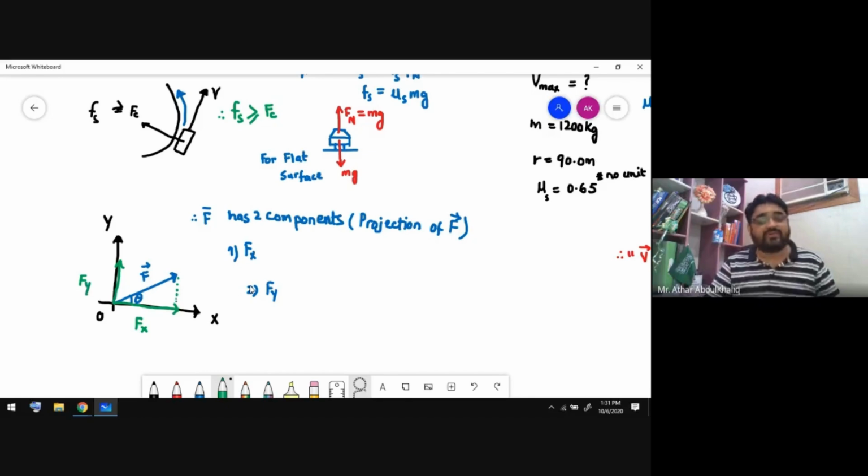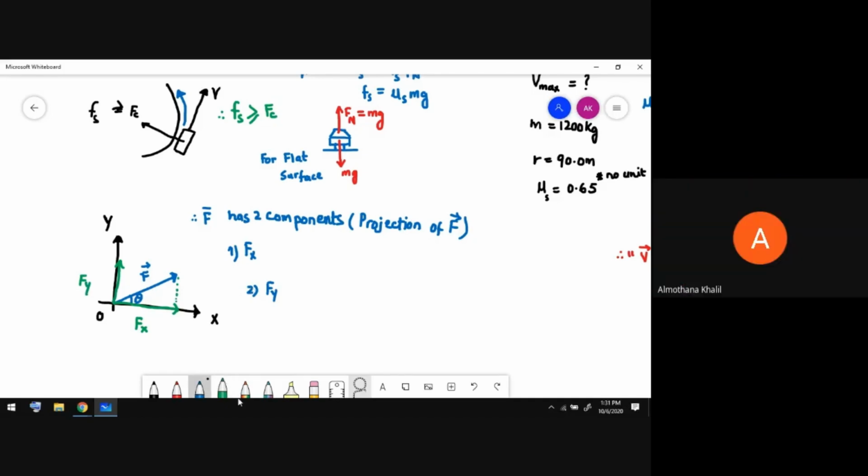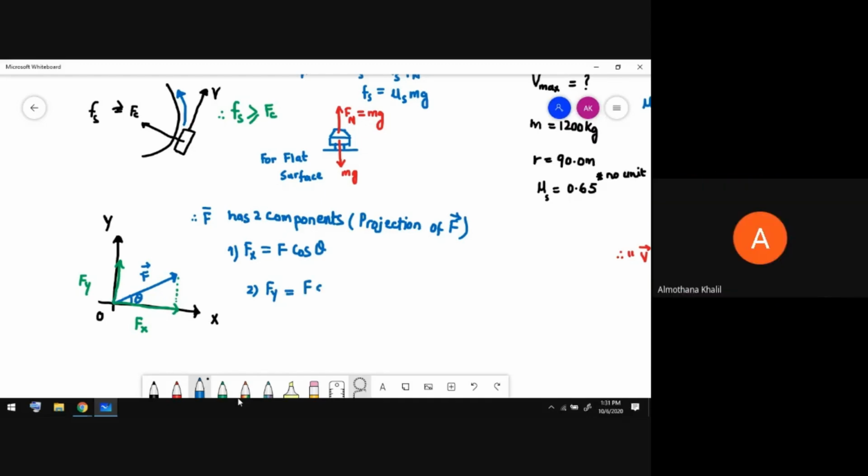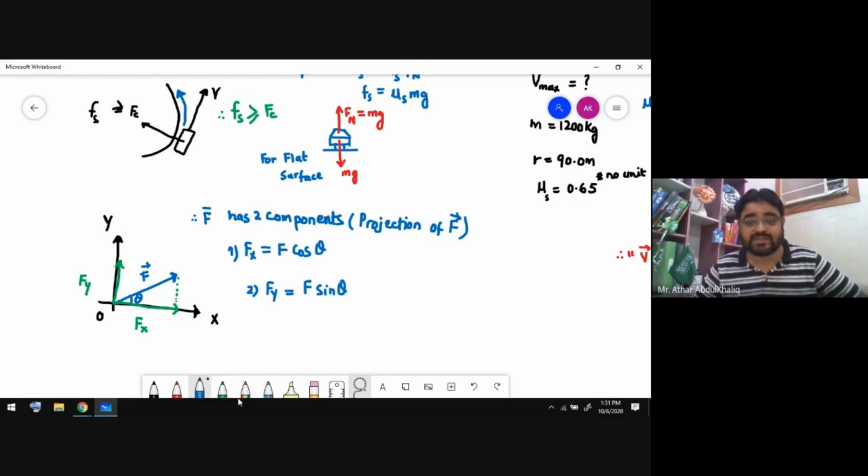So the value of fx, you were going to tell me, please. Yes, cosine theta times f. Yes, fx is equal to f cosine theta. We found this value by cosine theta, and fy is equal to f sine theta. Now listen carefully. This is our previous knowledge. If someone didn't remember and forgot this, I'm reminding you.